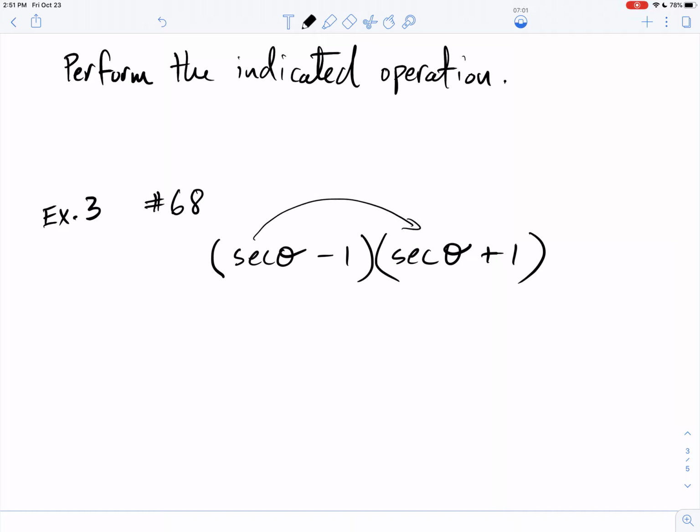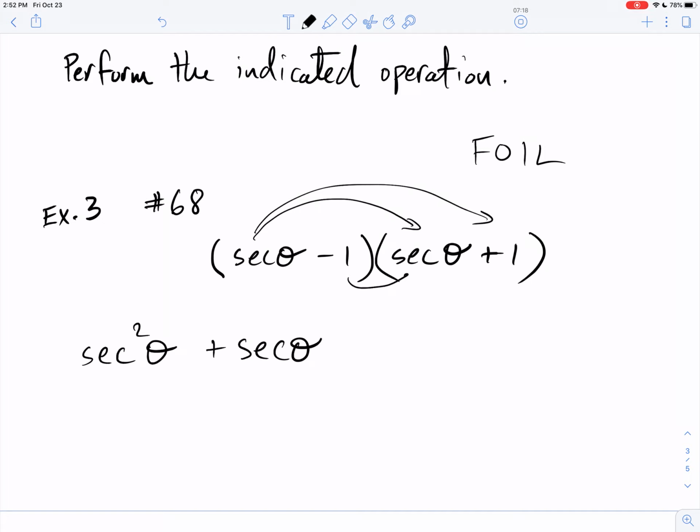Secant theta times secant theta. Guess what I'm about to do? The indicated operation is FOILing here. I would end up with secant squared theta. Then here I would multiply that times that. I'd get plus secant theta. Then here, what would I get? Minus secant theta. Here I would get minus 1 times a 1. That's a negative 1, it looks like. Hey, do you guys see this? This is going to cancel. That's going to cancel right there. And I end up with secant squared minus 1.